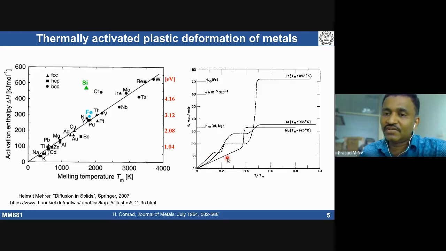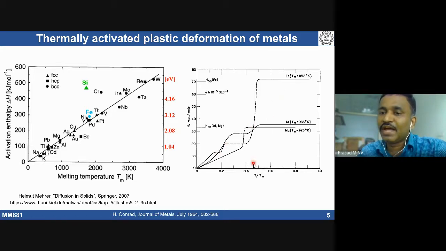So look here, typically we see the activation energy for the deformation is going to change depending on at what temperature you are deforming, at what temperature you are heating the material. Accordingly, your activation energies are going to change.